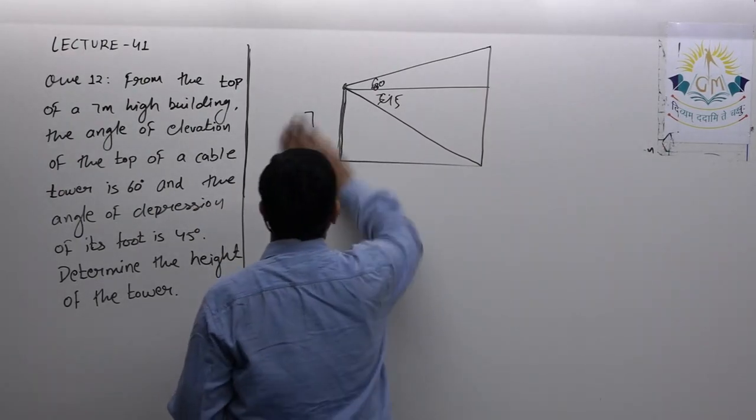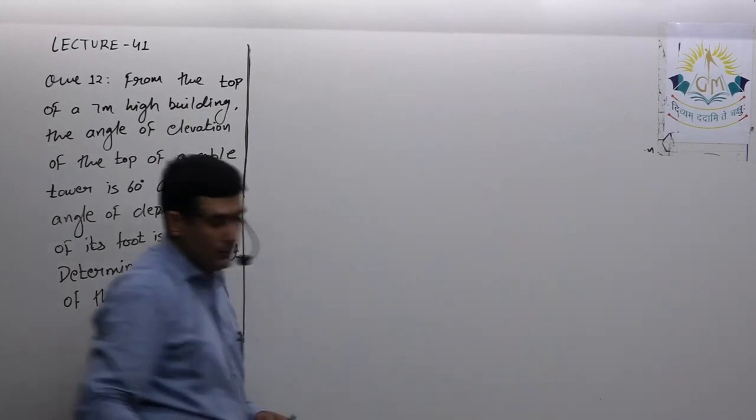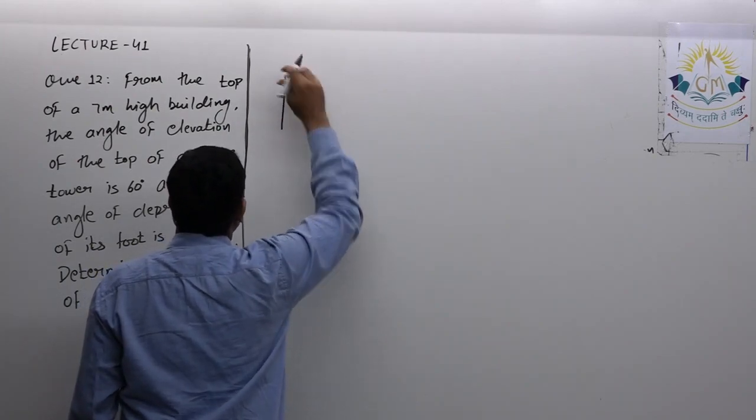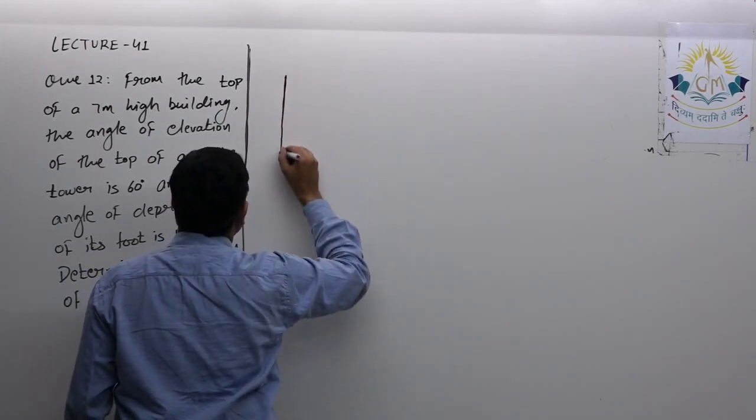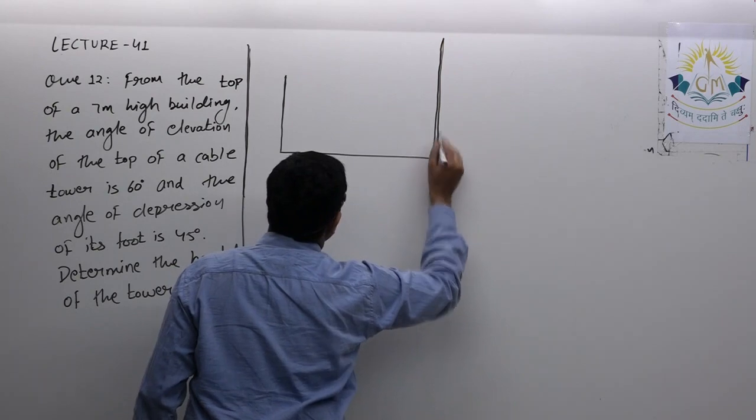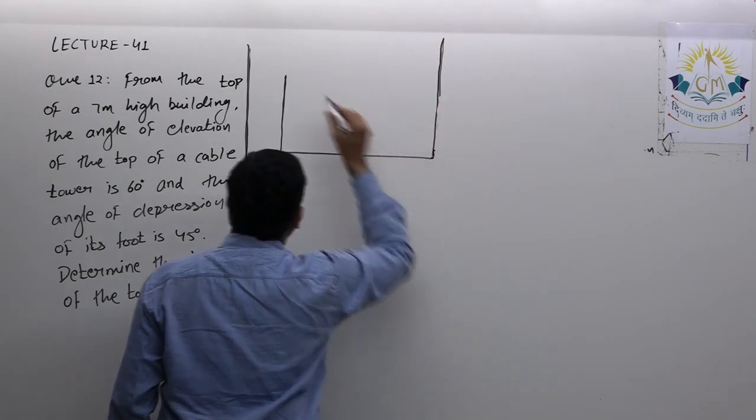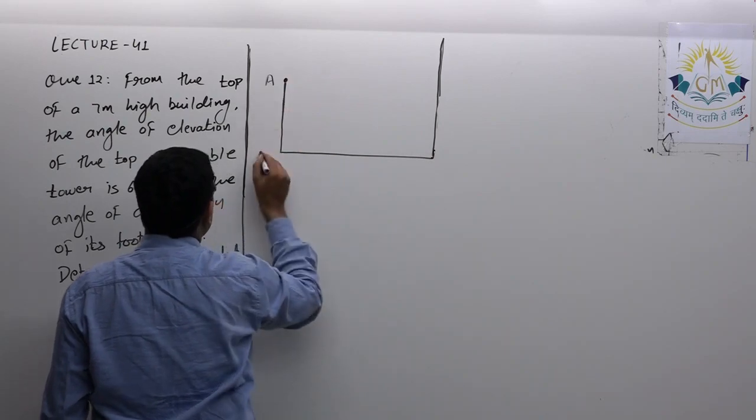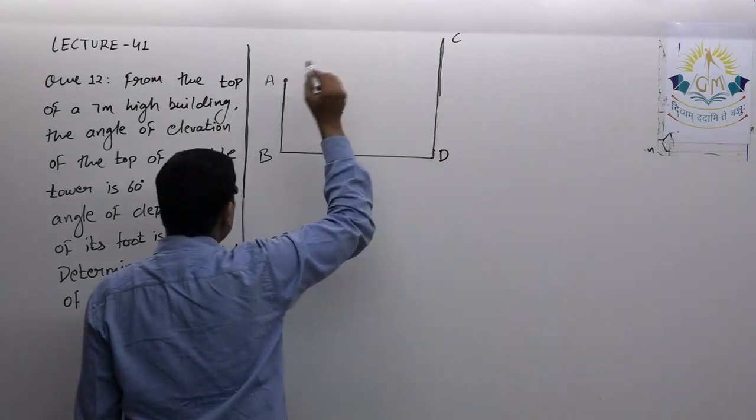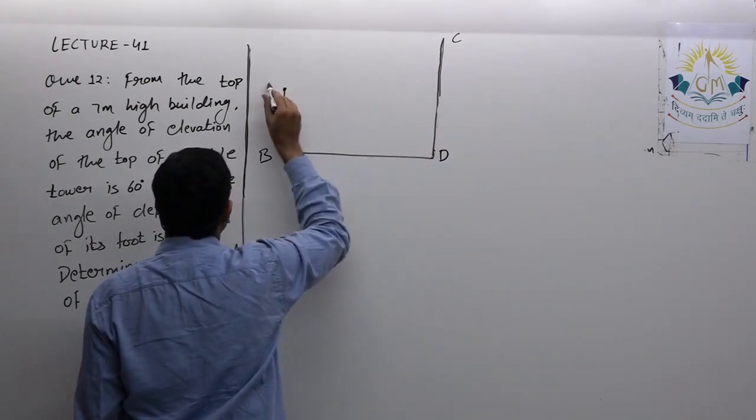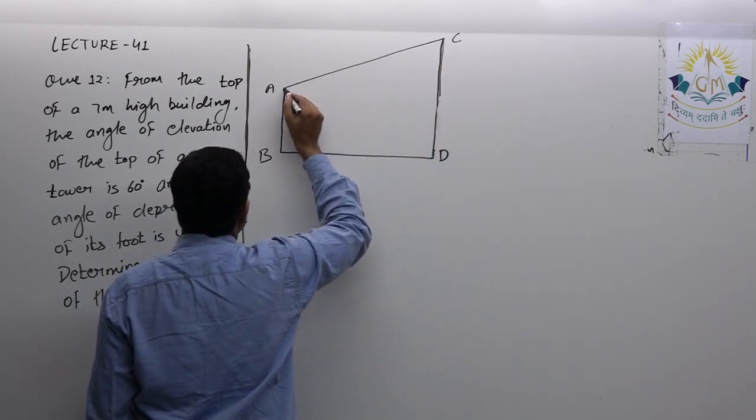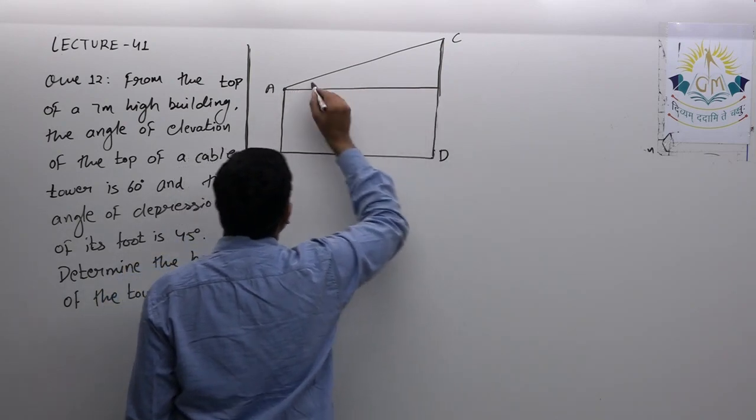Okay, so let us draw the diagram in a proper way. We have a 7-meter high building, and there is a tower. Let the building be AB, let the tower be CD. Now from the top of the building, angle of elevation of the top of the tower is how much? 60 degree. That means this angle is 60 degree.